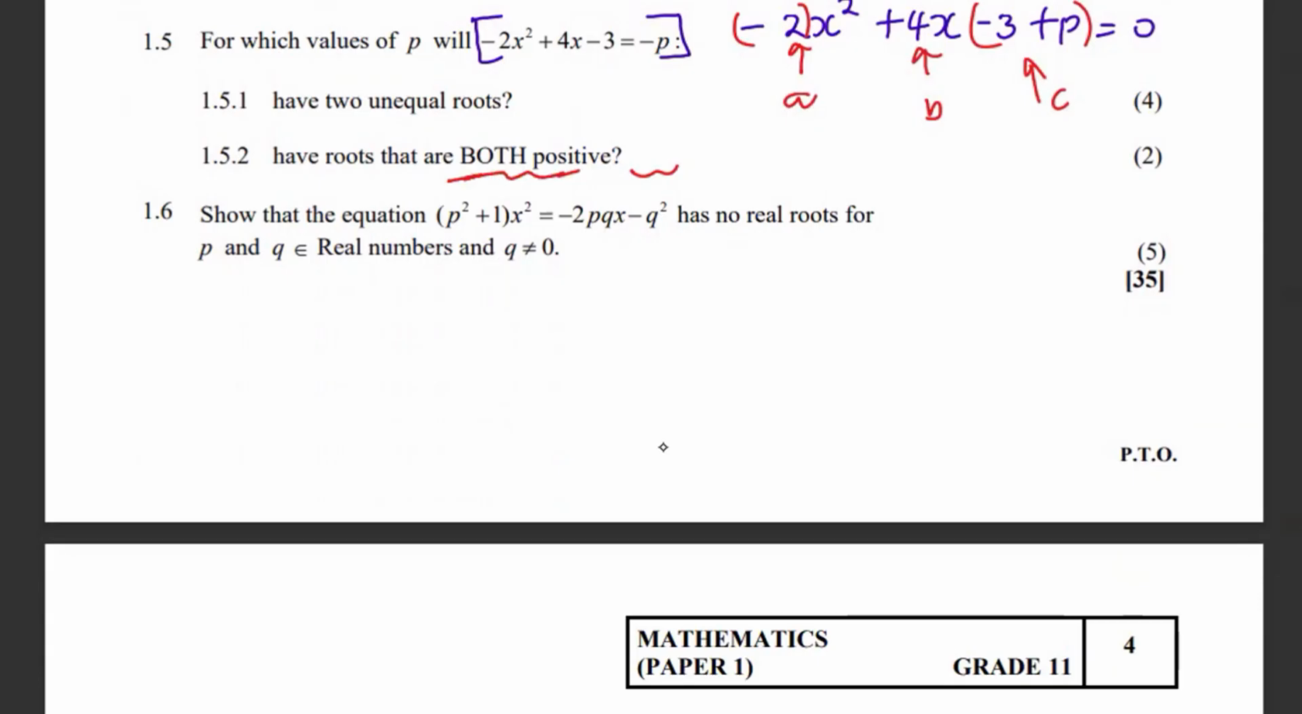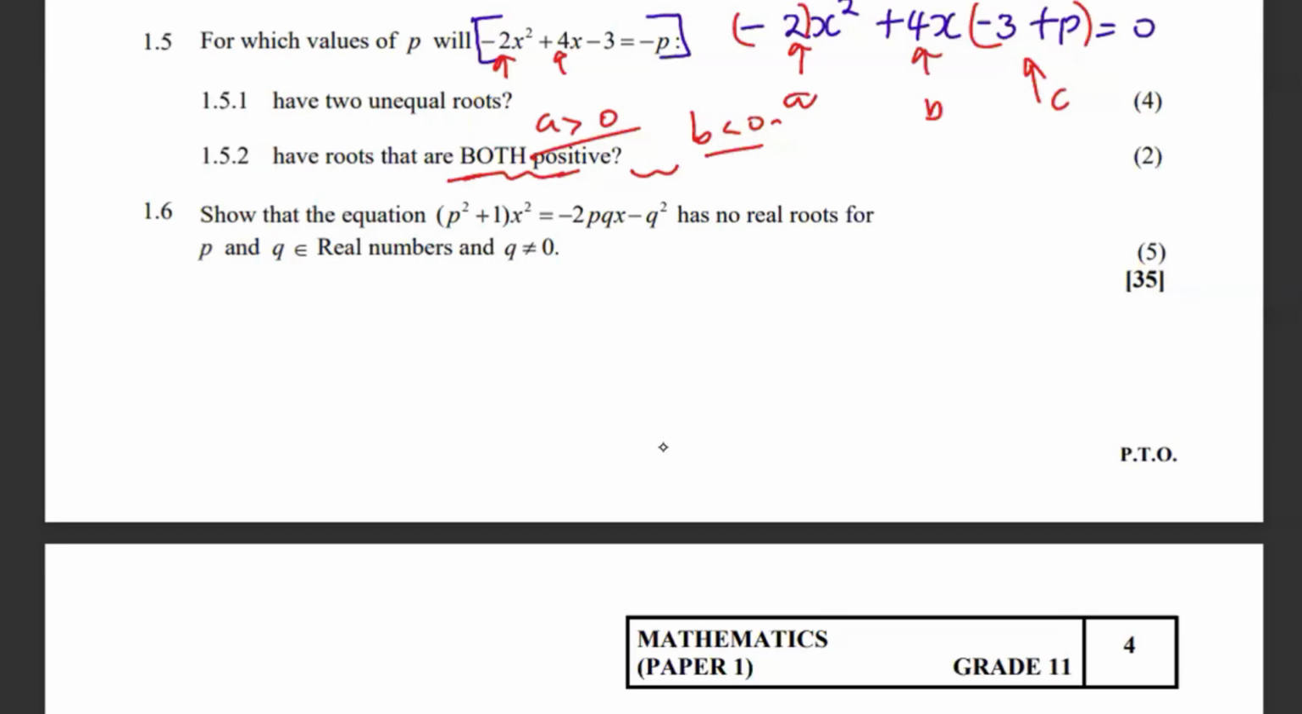Positive roots. So for us to have positive roots, we know that a must be greater than 0 and b must be less than 0. But already we know that our a here is negative. So how do we change it to positive? The b here is positive. How do we change it to a negative?